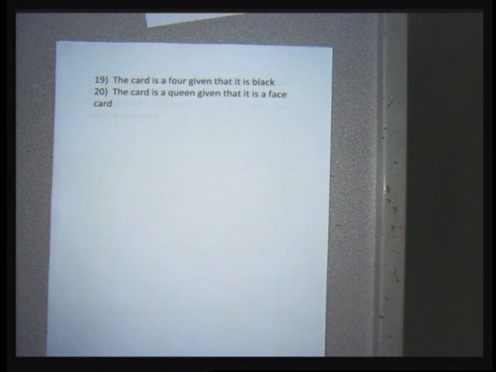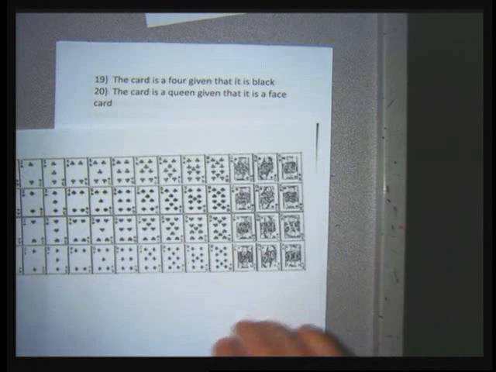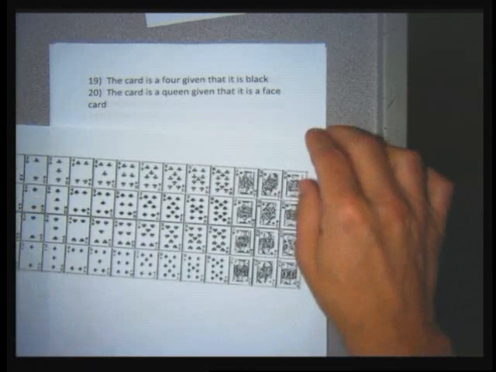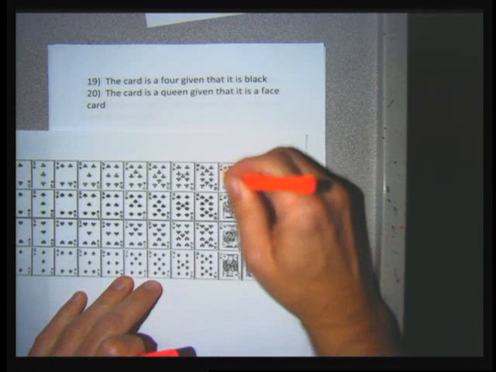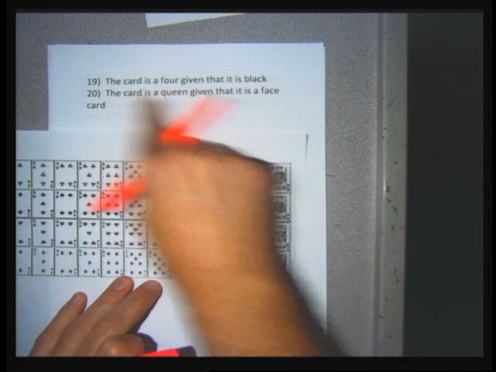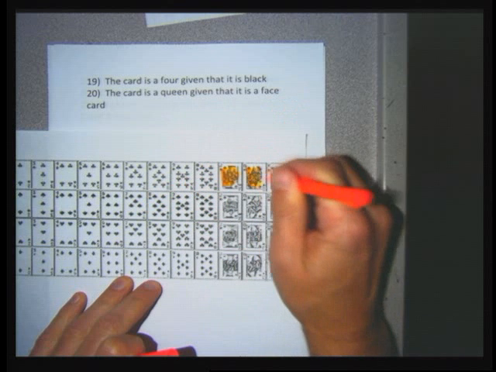For your problem 19, you're going to isolate all the spades and the clubs. For my problem 20, my reduced sample space is going to count the face cards, and the face cards are the jacks, the queens, and the kings. So I'm going to mark these up for problem 20. In problem 20, I want the probability a card is a queen given that it's a face card.